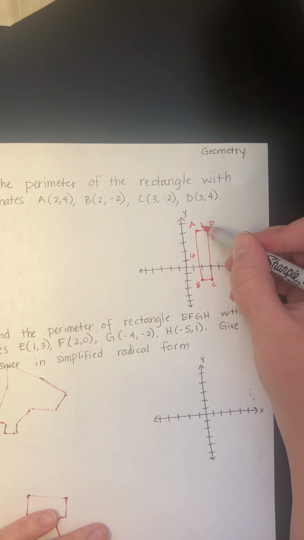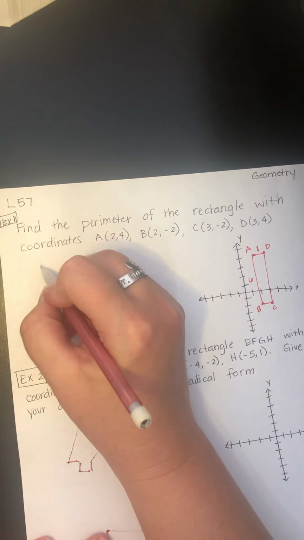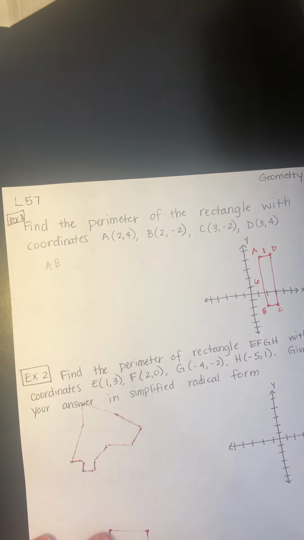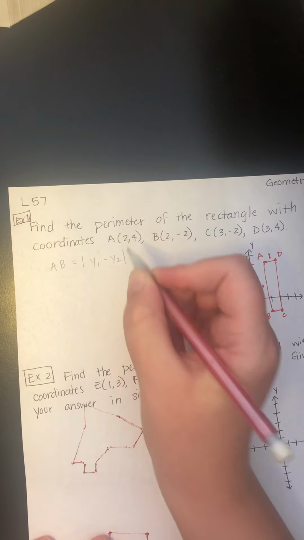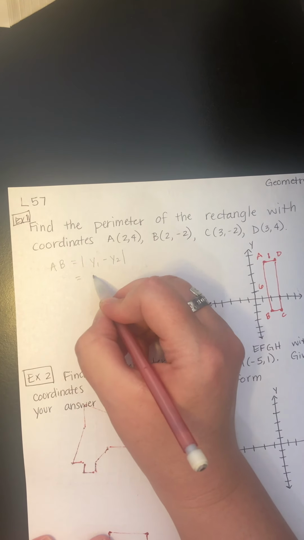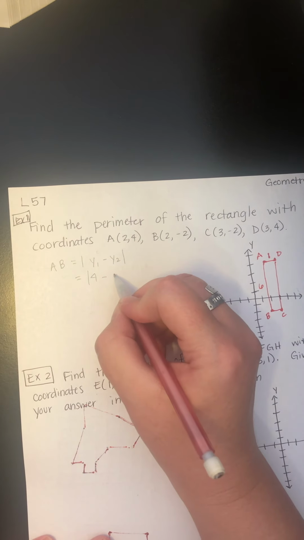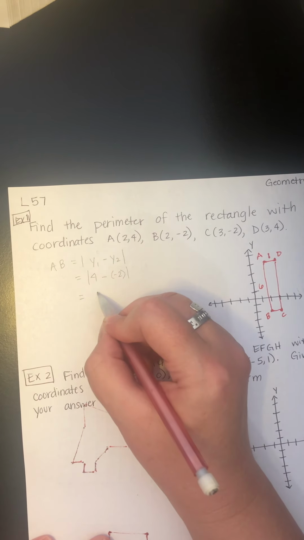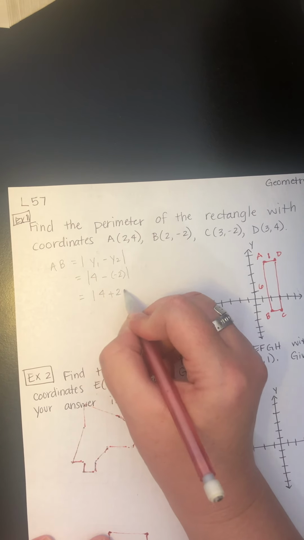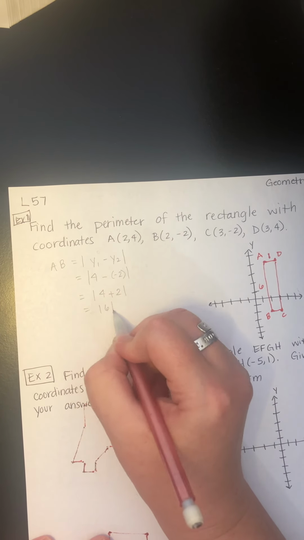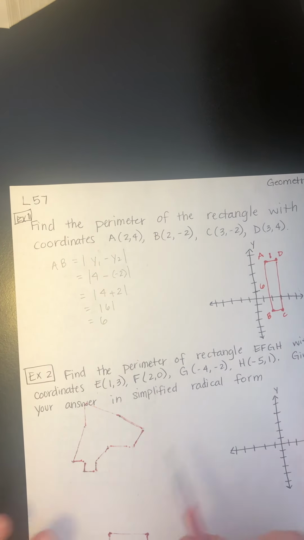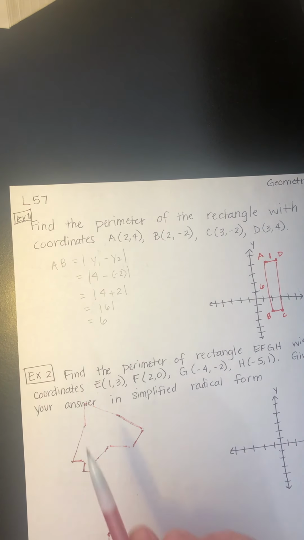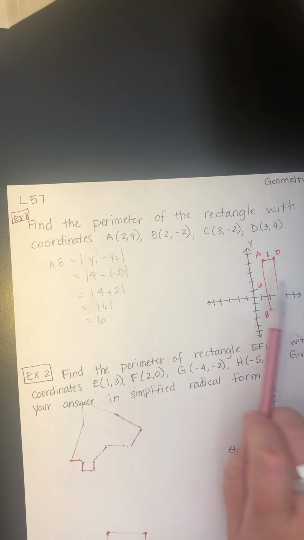Another way is we have the distance formula, which I'm going to show you. To find the distance, this means to find the distance between point A and point B. It's the absolute value of y1 minus y2. y1 is 4 minus y2, which is negative 2. The absolute value of 4, this is going to be plus because we have 2 negatives. Absolute value of 6, which is 6. We found that. You can do the same thing to find the distance between A and D, but we already figured that out. So you can use either way, the distance formula or counting them.